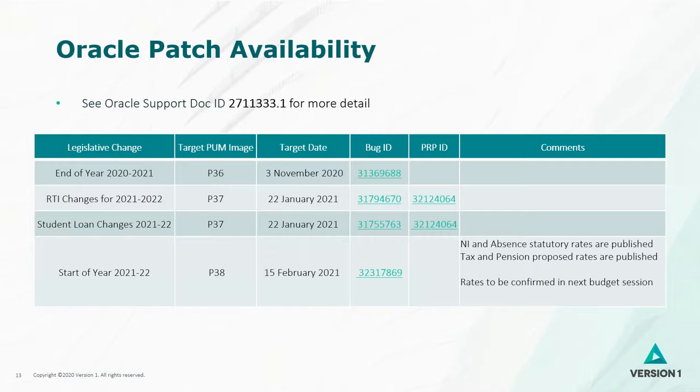And it's just worth noting here that there is the potential that there may be further changes in March. When the government releases the budget, the NI rates and tax rates and so on that we've seen thus far are of course provisional until the budget has been released.